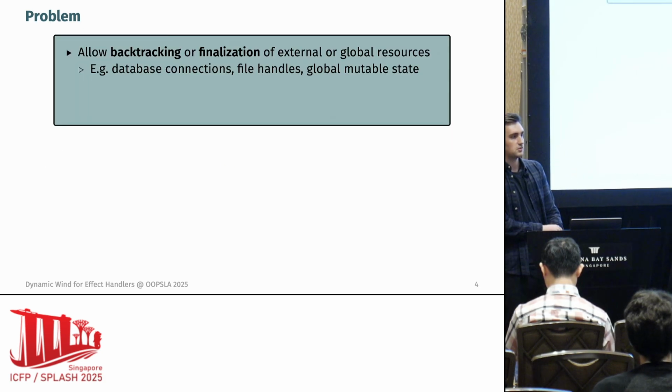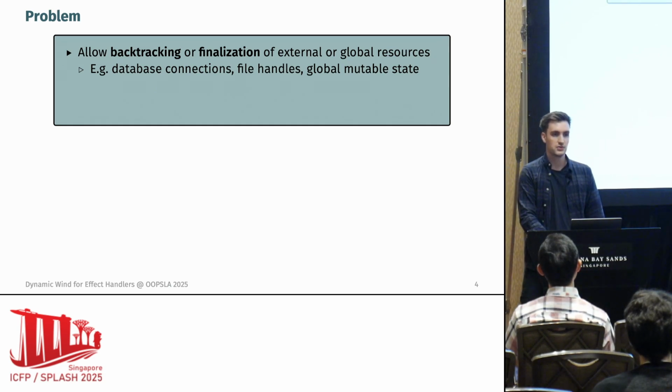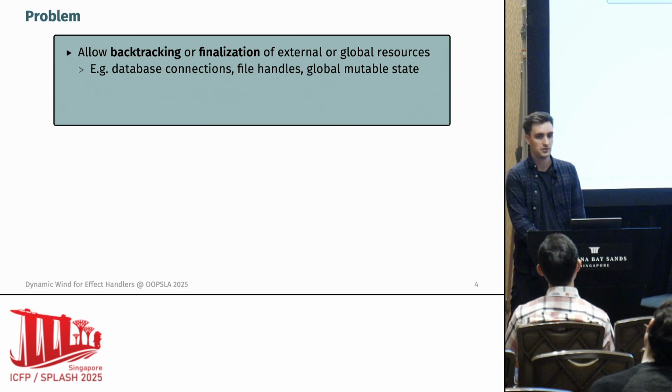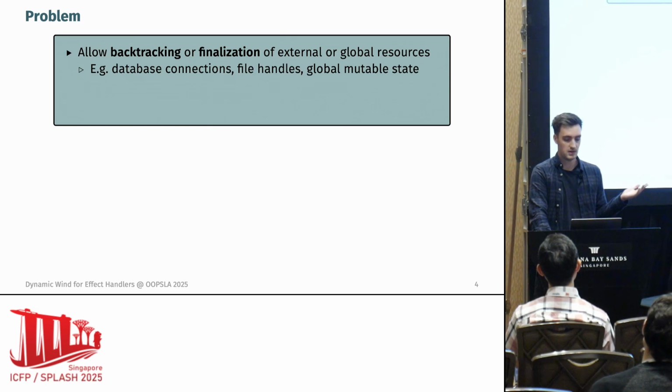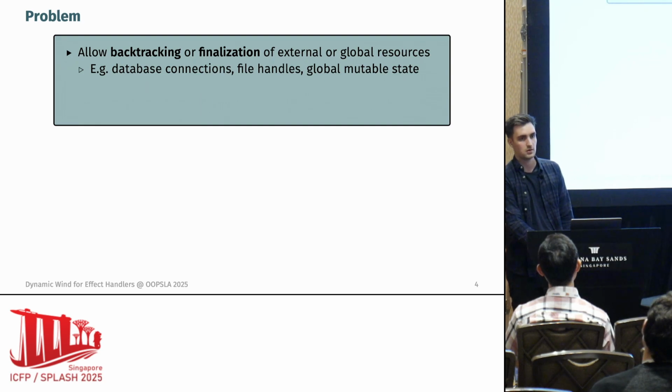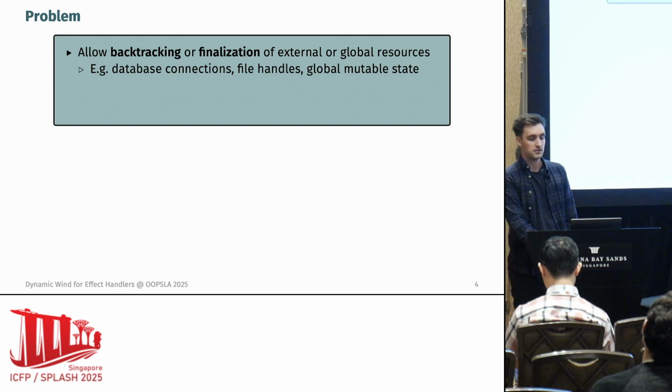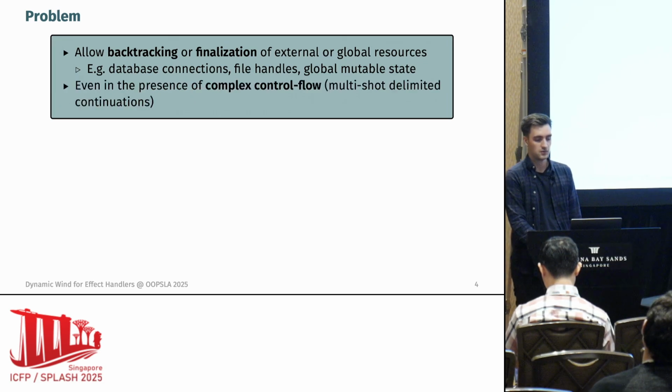And this leads us to our problem definition. What we are trying to solve and what the problem is, we want to enable and allow backtracking or formalization of external resources. For example, as we have seen, global mutable state, or also maybe perhaps database connections or file handles. And we want to do so even in the presence of complex control flow given by algebraic effects or effect handlers with multi-shot continuations.